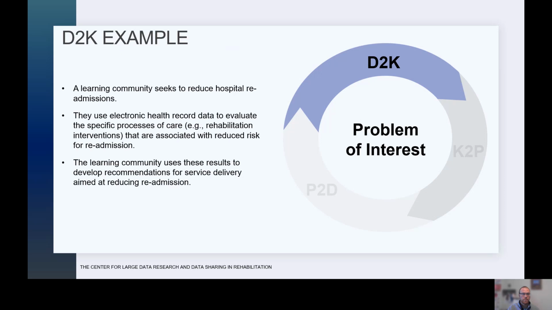So an illustrative example: maybe a learning community is really interested in reducing hospital readmissions. They use electronic health record data to evaluate the specific processes of care that are associated with reduced risk for readmission. So maybe through their analysis, they find that patients who receive rehabilitative care prior to discharge are less likely to be readmitted. So maybe the learning community uses these results to develop recommendations for service delivery aimed at reducing readmission. Maybe it's a recommendation that prior to discharge, patients are seen by a rehabilitation specialist.